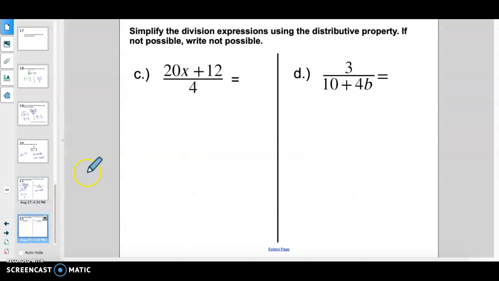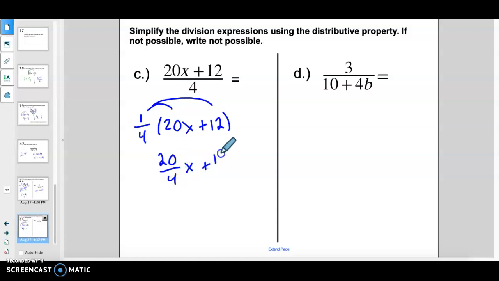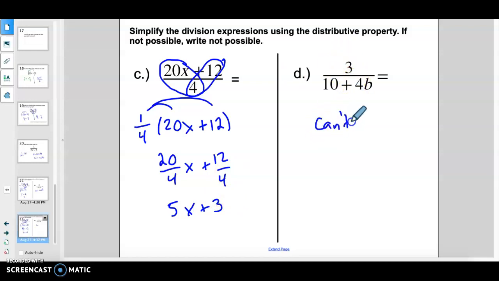One more quick one like that. We've got 20x plus 12 over 4. So I could write that as 1/4 times 20x plus 12. And then if I wanted to distribute this, that would be 20 over 4x plus 12 over 4. And you should simplify this as much as you can. So 20 divided by 4 is 5x, and 12 divided by 4 is 3. It might have been faster if you just looked at it this way: 20 divided by 4 is 5, and 12 divided by 4 is 3. Here you cannot do that same method, so this one you cannot simplify, or not possible.